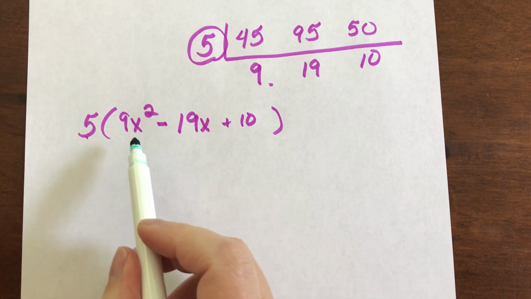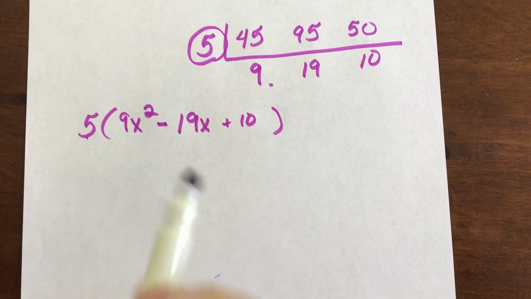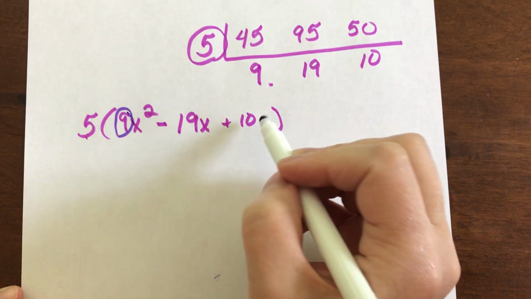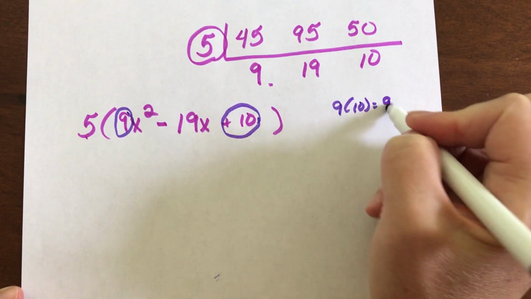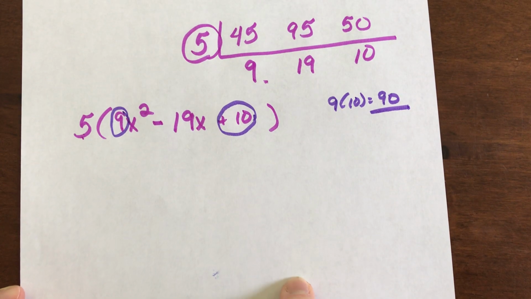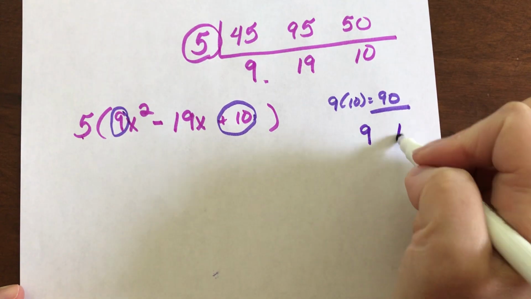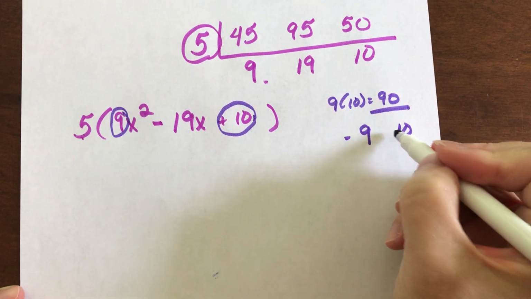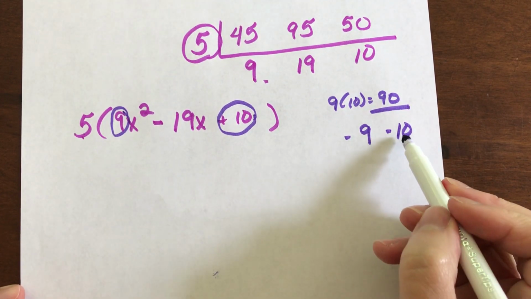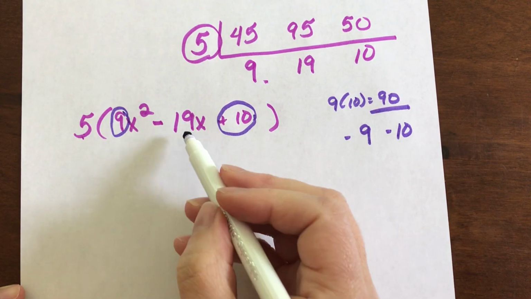We can't do the shortcut on this one, but we need to do what we did last time. We need to take the 9 and multiply it by the 10, and we get 9 times 10, which is 90. All right, what are two factors of 90 that add up to equal negative 19? This is pretty easy, 9 and 10, but the problem is I need negative 19, so they have to both be negative. So negative times a negative is a positive, and a negative plus a negative is a negative.